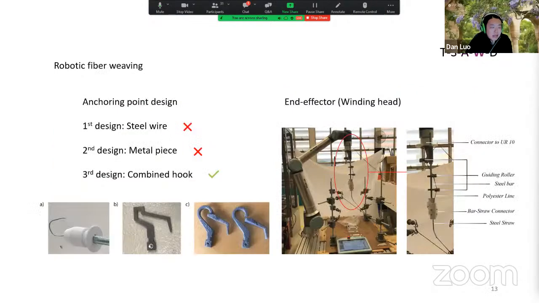So once the anchor point is placed and jointed, we are able to wind the trusses with a reusable anchor system. So these are the iterations of our reusable anchor system, and we settled on a combined hook, where the hook can easily be removed after the component is cured.